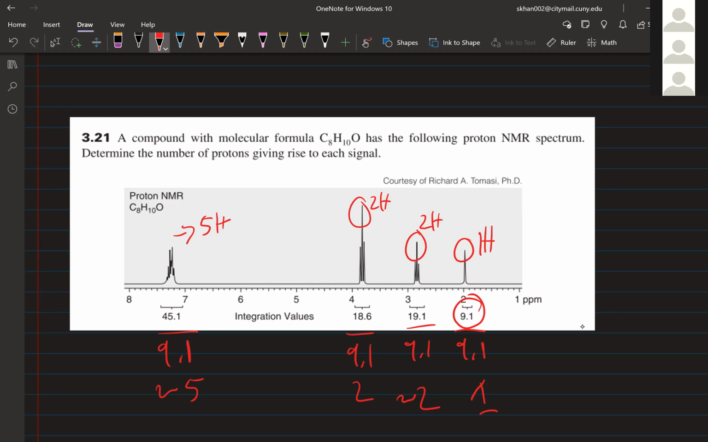So the integration. Sometimes they'll just tell you 5, 2, 2, 1, right? Or sometimes they'll give you the integration and they expect you to know that you have to make it relative to each other, right? Hopefully you guys get lucky and just get told how many hydrogens, right? So this is what's called area or integration. It basically represents how many protons are at that position, right?